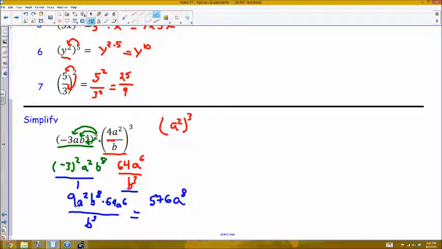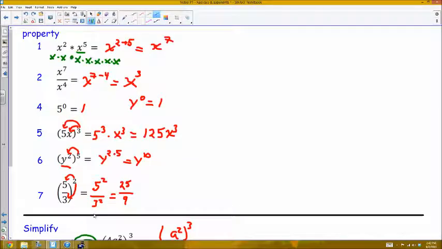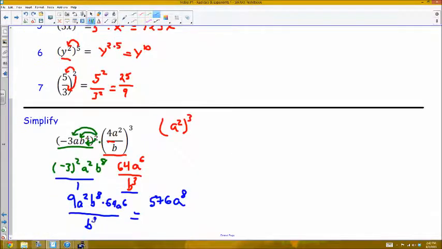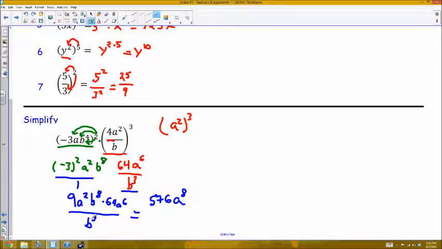Okay, so I got my numbers taken care of, I got my a's taken care of, and now I have b to the 8th divided by b cubed, and using my property 2, I can subtract those exponents. So I have 8 minus 3 will be 5, so this will be times b to the 5th power. Okay, so that's how I would use my properties and simplify. We'll go over more examples of these tomorrow.